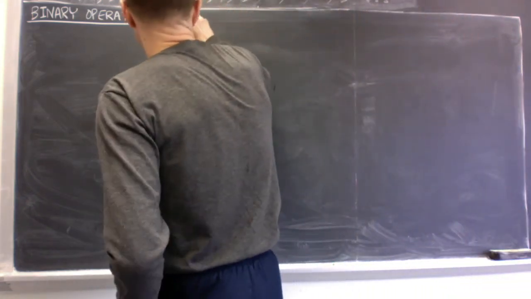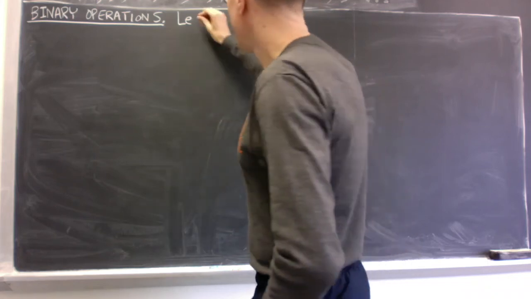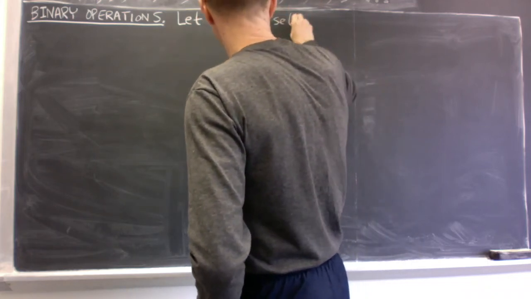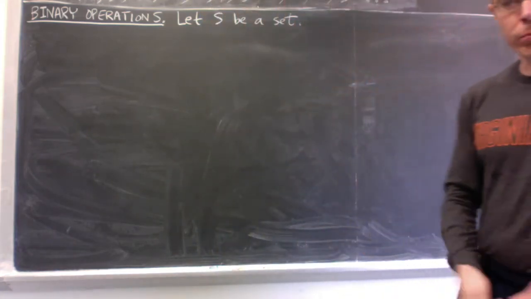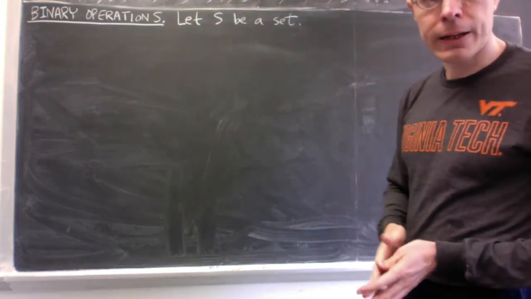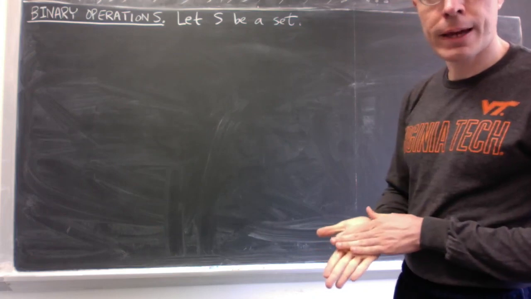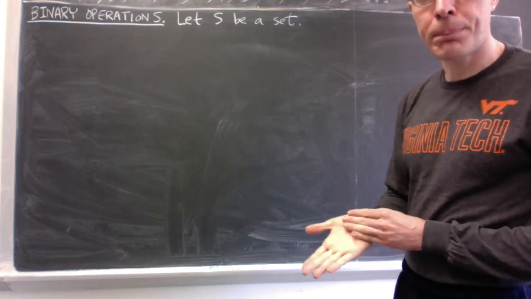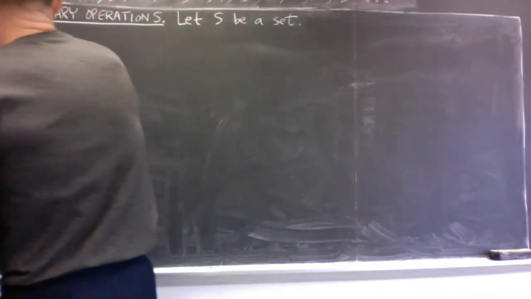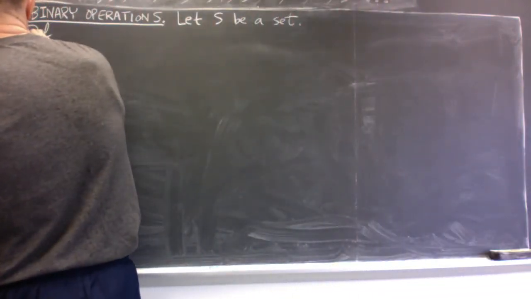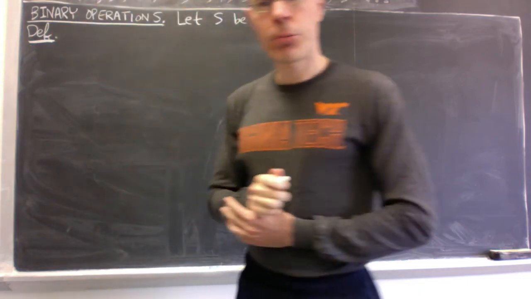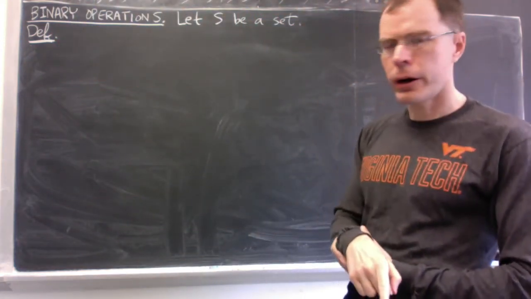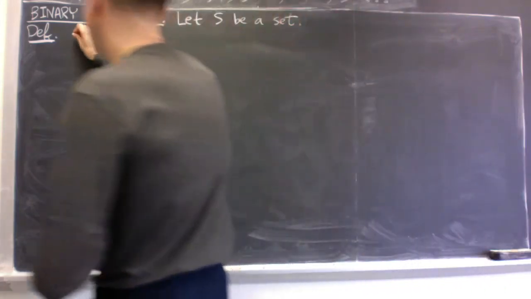So, suppose we have a set of objects, S, any set, and we've talked intuitively about operations like adding and multiplying, and I want to make that formal. I'll give a definition now. What exactly do I mean by a binary operation on S? So, definition: we'll use the symbol star. Star is a binary operation on S.